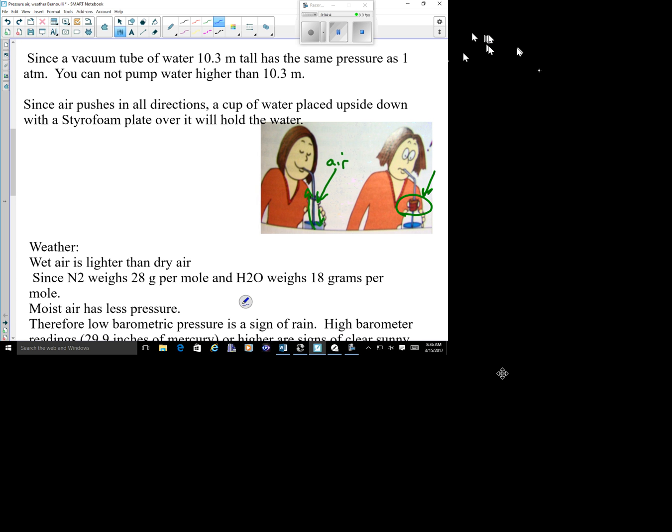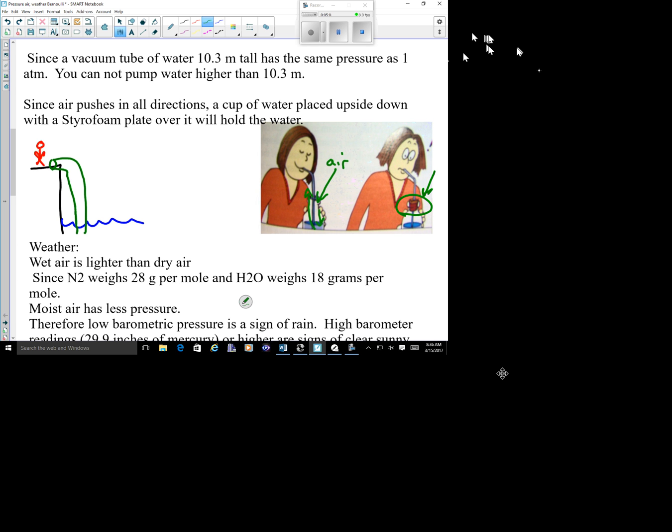10.3 meters. So let's say I'm trying to create a vacuum and I got a great big hill here. So here I am on a cliff. This is me up here trying to pump some water up the hill. Okay? And down here I have a little lake that I'm trying to get the water out of. And here's a great big tube. I'm going to suck that lake out.